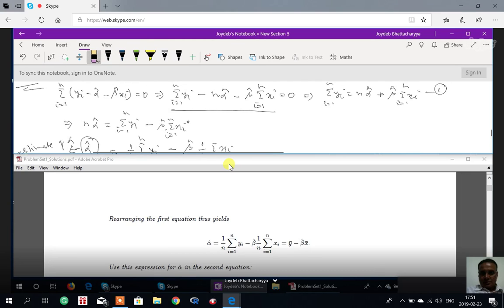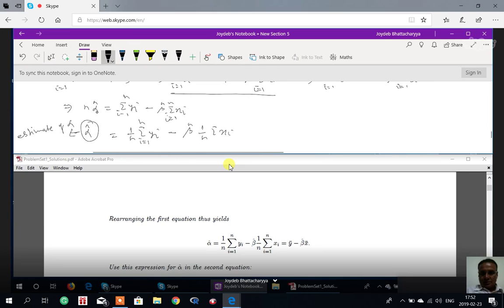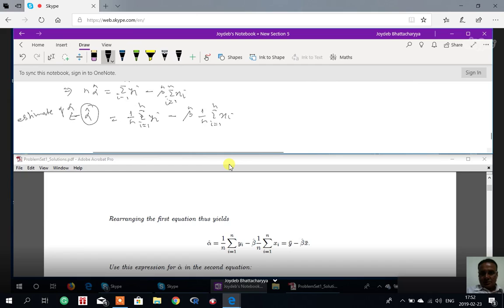This is the first normal equation. So when alpha hat is free, this n comes here as 1 by n and here also 1 by n, with i running from 1 to n. Now this summation yi by n is y bar, and summation xi by n is x bar. So what we get is alpha hat as y bar minus beta hat x bar.